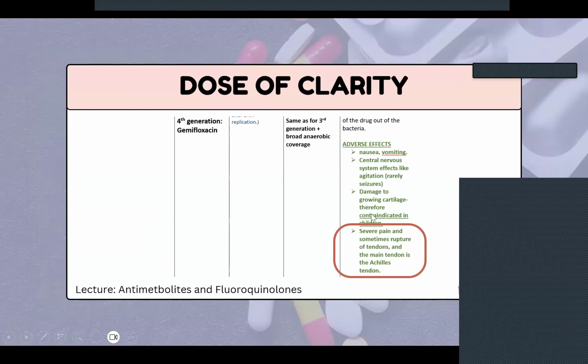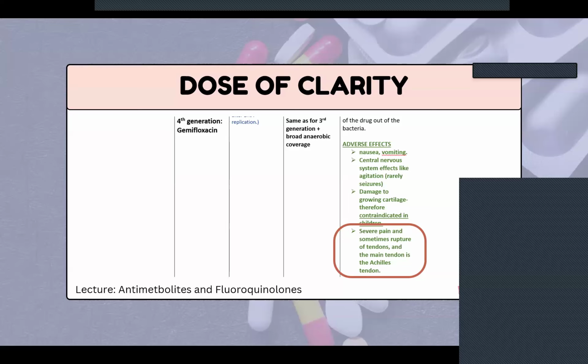Now, severe pain and rupture of tendons is very important, and it's linked to fluoroquinolones. Because they can cause damage to the growing cartilage and increase the risk of tendon rupture. So, if in the question you see Achilles tendon or tendon rupture, directly your mind should go towards fluoroquinolones. And from the drugs which were mentioned here, the only relevant option was gemifloxacin.